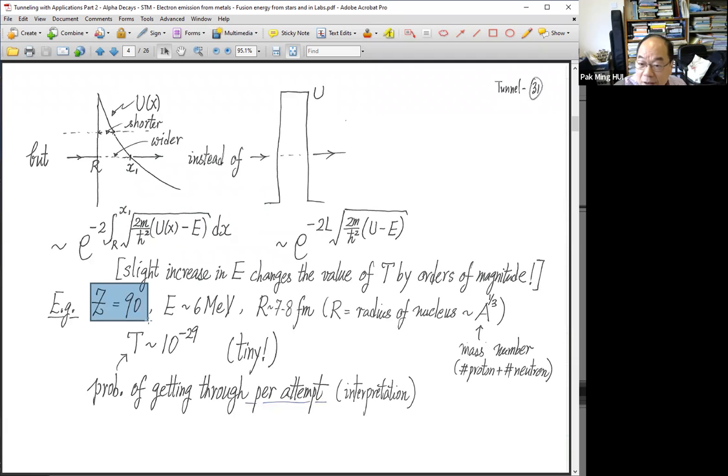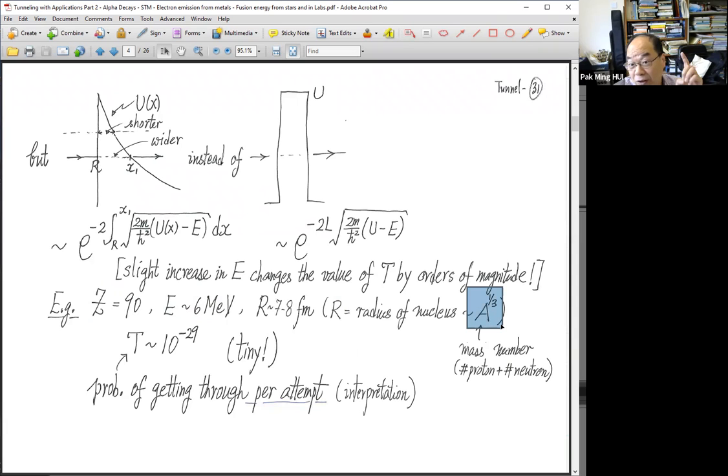For a nucleus with 90 protons and maybe 120 neutrons, it is found that the alpha particle comes out at 6 MeV. Well, very typical. Last time I showed you a list of numbers. And we can estimate how big such a nucleus is because there's a formula saying the radius goes like the mass number to the 1/3 power.